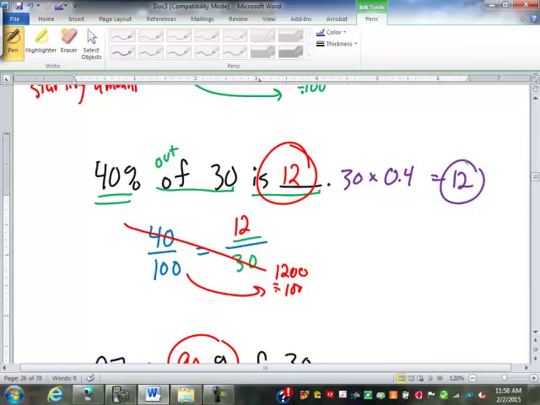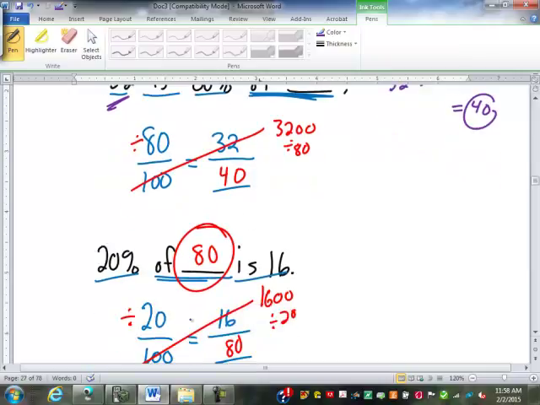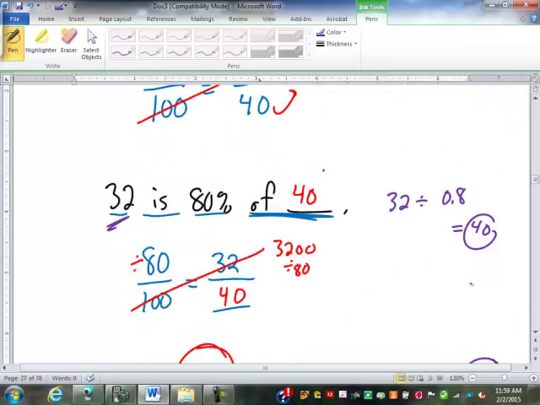So why don't I like it that way? Well, if we go down to some of these. Here, you take the 80%, make it a decimal of 0.8. But it's not going to be 32 times 0.8. This one's going to be 32 divided by 0.8 to give us 40. Likewise down here, 20% is 0.2. It's 16 divided by 0.2 gives us 80. So if we use that rate method, we have to try to figure out, are we going to multiply by the rate or divide by the rate?